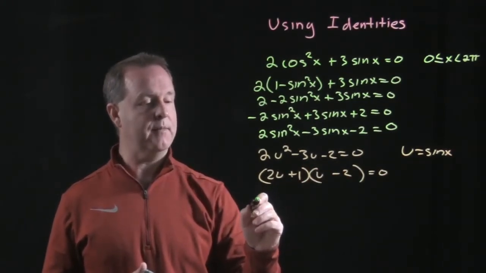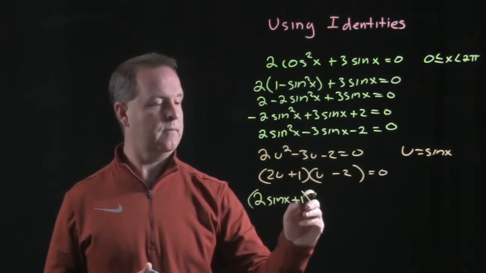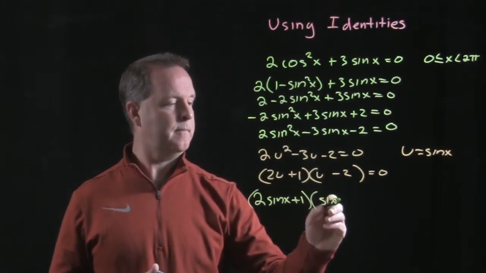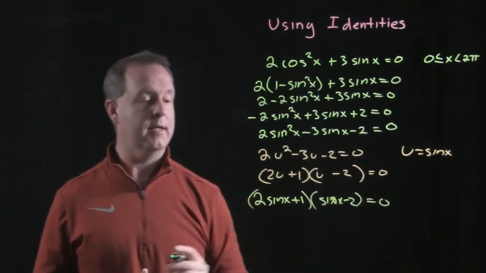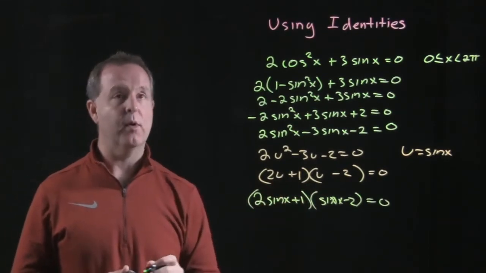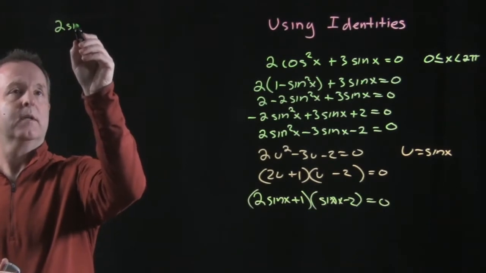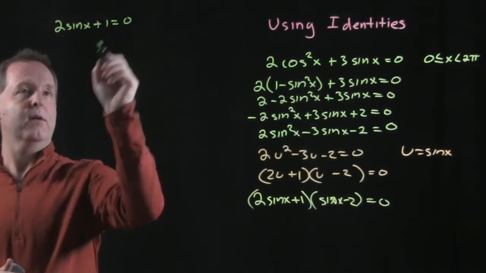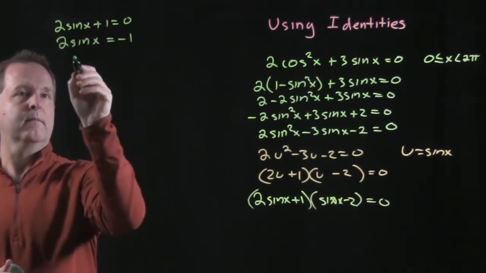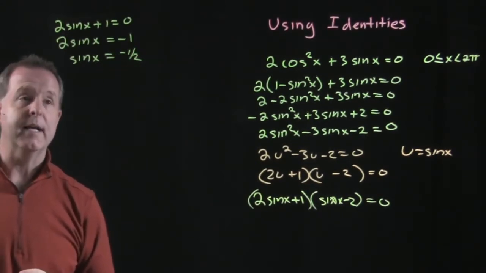Then from there I can resubstitute my u substitution in. So this is the same thing as 2 times u, which was a sine x, plus 1, times a sine x minus 2 equals 0. From there, I know that's true in either one of those cases. So let's explore 2 sine x plus 1 equals 0. And sine of x equals negative 1/2.